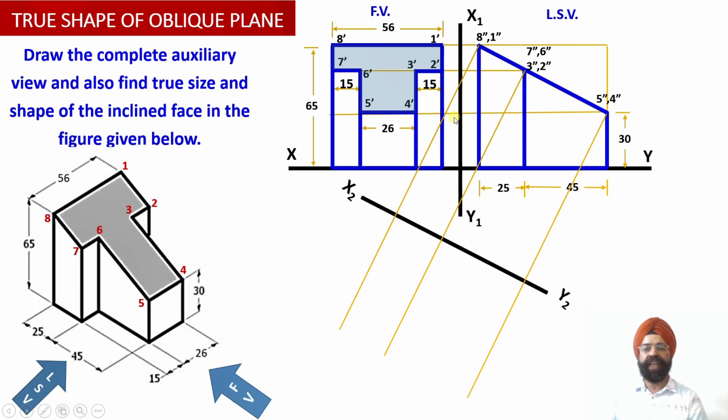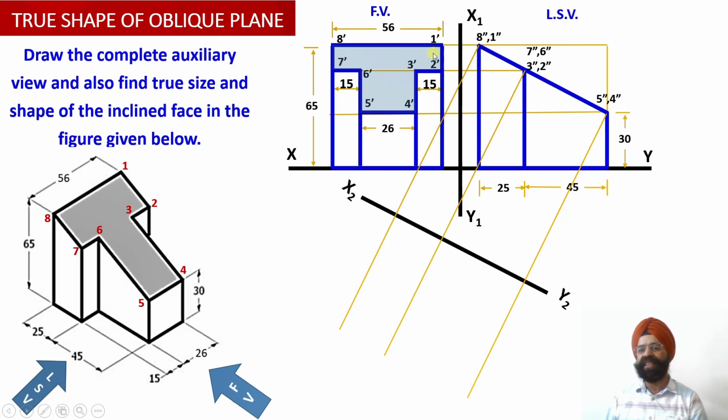All these projectors that we have drawn through these 8 points, which were lying on the edge view of the inclined section cut surface, will be perpendicular to the plane x2, y2. Now I need to plot the distances of these points from the x1, y1 reference plane, that is 1', 2', 3', 4', 5', 6', 7' and 8'.